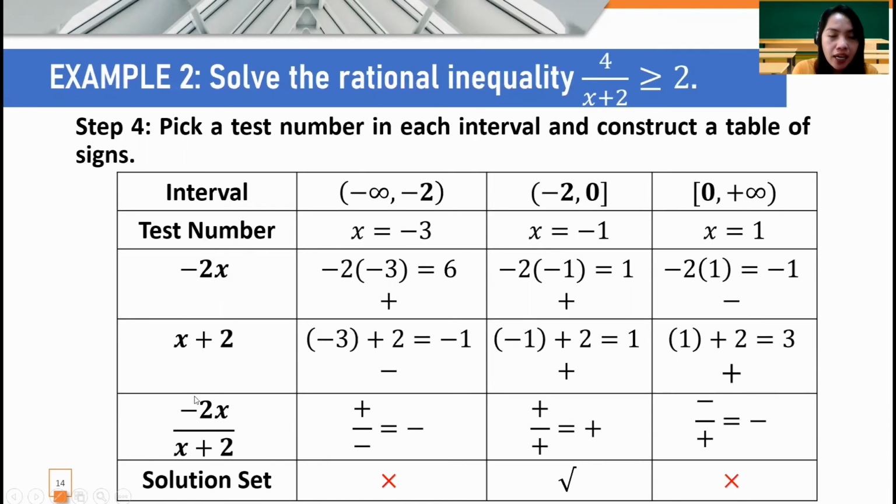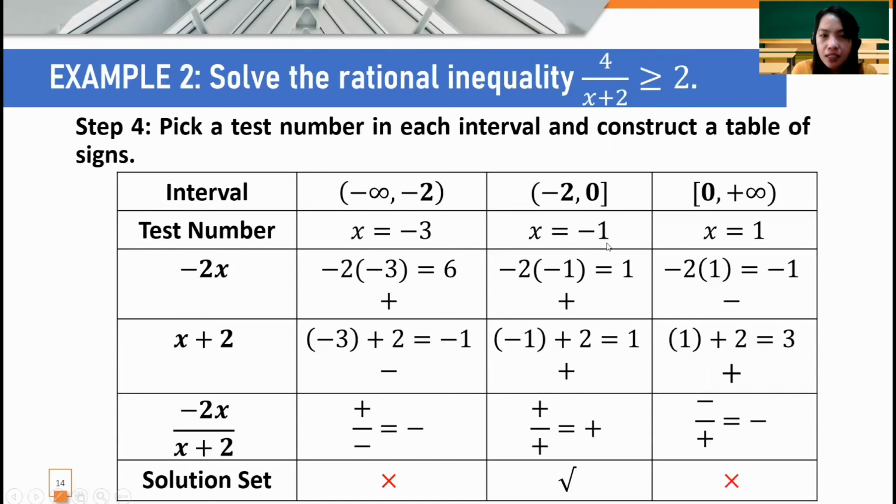Next, on this side, we're going to take note of the expression on the left side of the inequality that we got from the given rational inequality. These are the expressions on the left side of the inequality that we got in the first step. So that is negative 2x. This x, we will replace with negative 3 so we can get the signs here. So negative 3 times negative 2 is positive 6. The sign of 6 is positive.